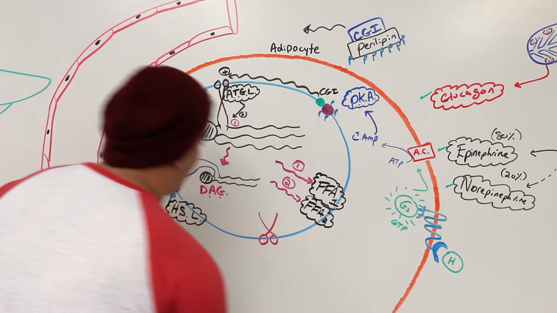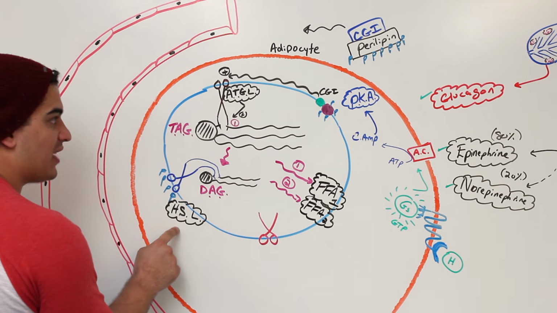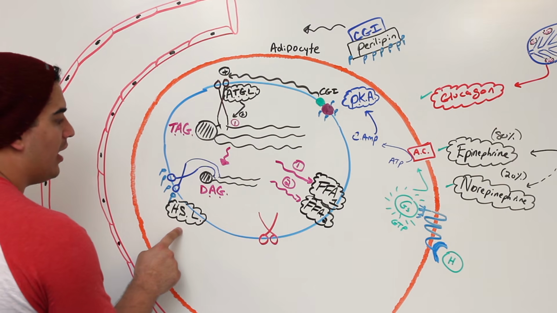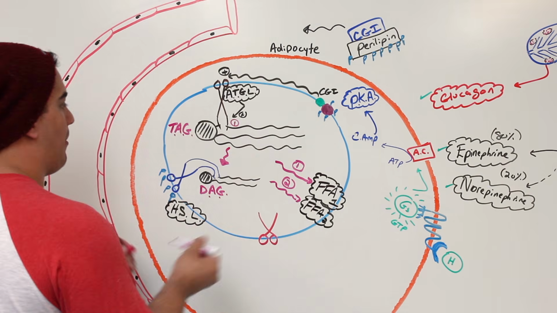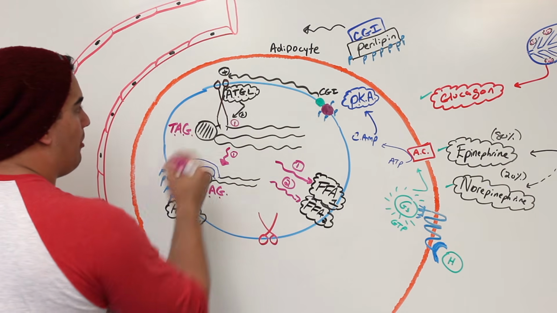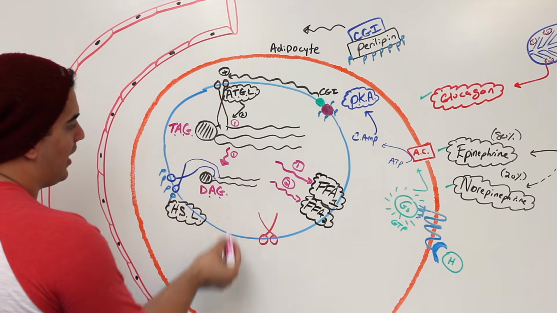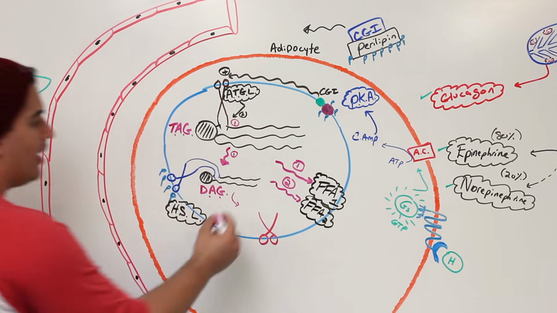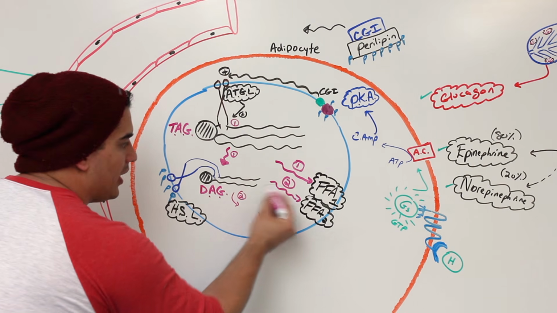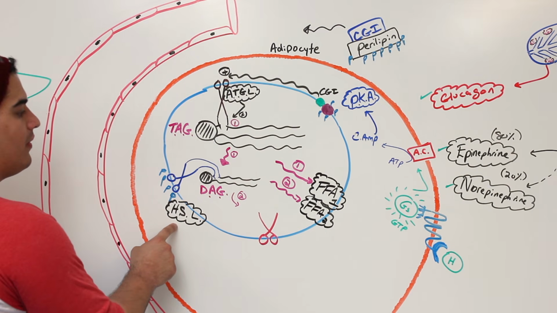Who's breaking down this DAG and releasing a free fatty acid? Hormone-sensitive lipase, when he's phosphorylated by protein kinase A. Then, what are we going to have left over? So again, this was the first step, which was acted on by adipose triglyceride lipase, and then he released a free fatty acid. In the second step, going to this next enzyme, what did we do? We released another free fatty acid, which was accomplished by hormone-sensitive lipase.